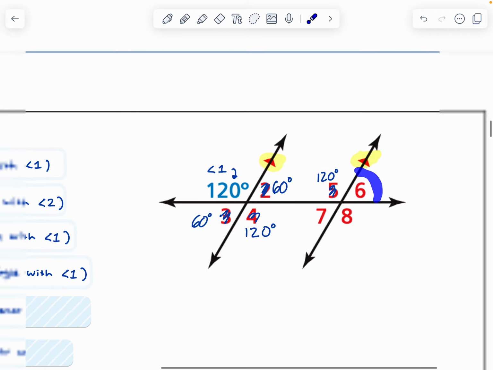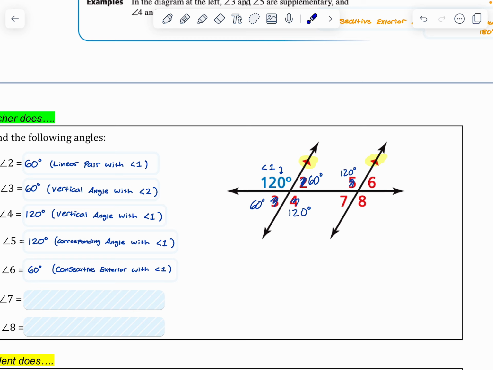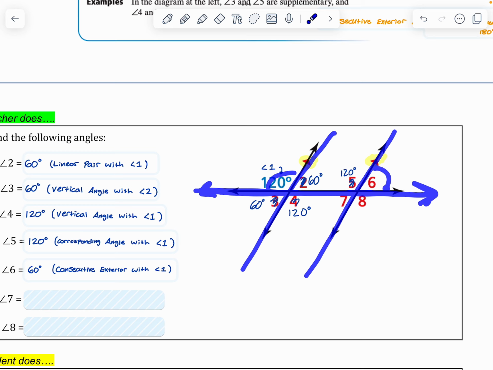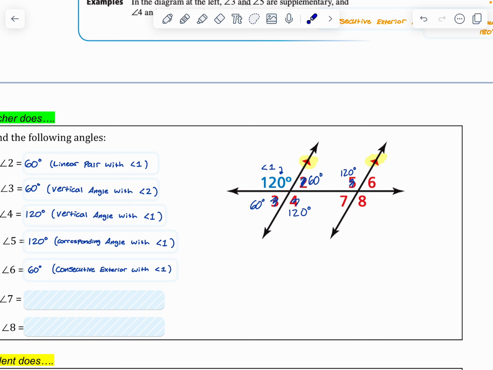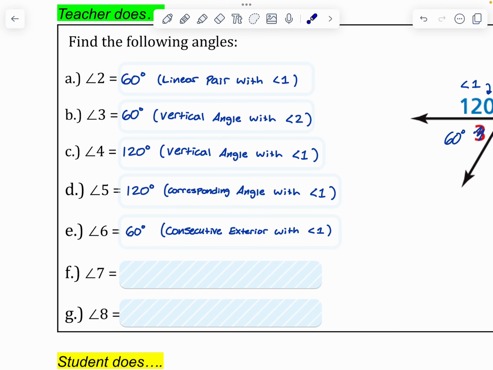Is there a relationship between angles 1 and 6 out of the 4 angle pairs that we've looked at? Yes, there is. They are consecutive exterior angles. Consecutive because they're on the same side of the transversal, and exterior because they're both on the outside of those parallel lines, 1 and 6. So that means, according to our properties here, consecutive exterior means that they're supplementary, so angle 6 has to be 60 degrees.